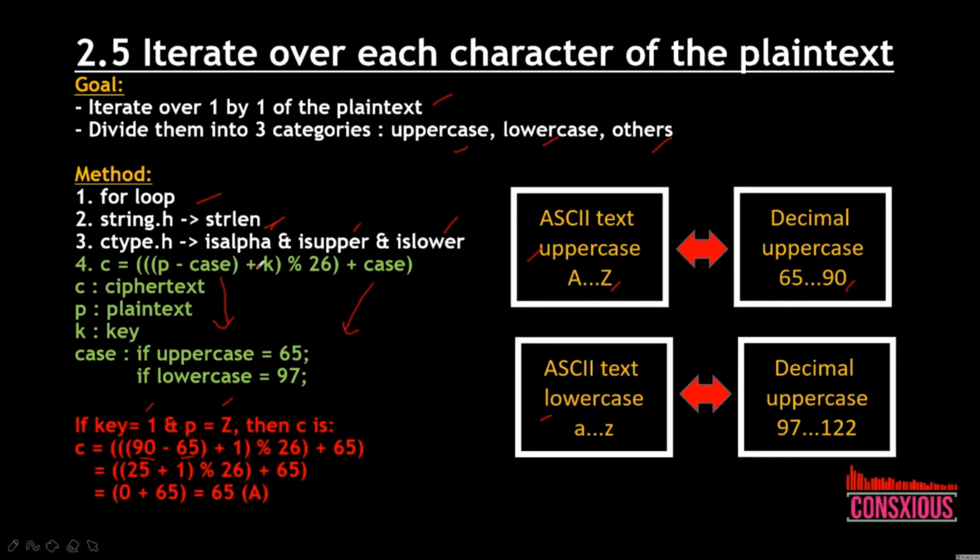So plus K, K is 1, 26 is the constant variable, and the case is the same, 65. Okay, after 90 minus 65, we get 25 plus 1. So modulus 26. 26 modulus 26 is equal to 0, plus 65 equals 65. So what is 65? 65 is actually A. So the answer is A.